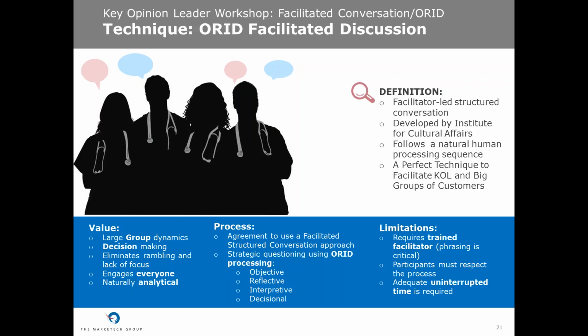Now, there are some limitations. It requires a trained facilitator because the phrasing at each step is critical to walk people through this process. And a facilitator needs to be very sensitive when you do this to ensure that people stay on track, that during the objective session, they stay on objective. The participants have to respect the process, and it's important that the facilitator keeps them on track and sometimes needs to bring people back in.